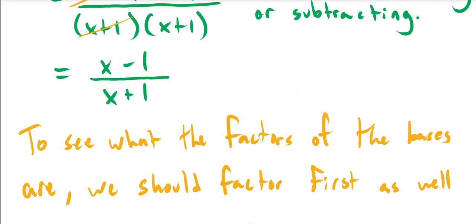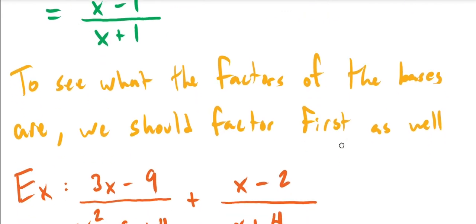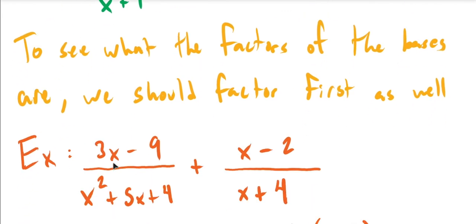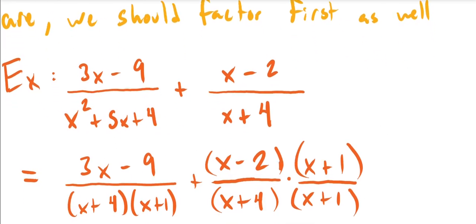So in order to see what kinds of factors are in the denominators so that we know what we might need to multiply by in order to get them like, we should factor those first as well. So here, for example, we have (3x minus 9) over (x squared plus 5x plus 4) plus (x minus 2) over (x plus 4). So in order to see how to make these denominators like, we should factor everything first.